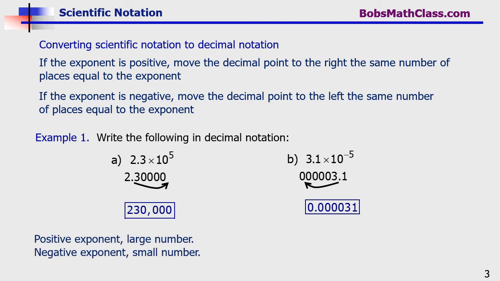Okay. So just kind of remember this little fact. If it's a positive exponent, you're going to have a large number. 230,000, large number, right? Probably wouldn't mind having that in your bank account. I would be okay with that. If it's a negative exponent, it's a very small number. 0.000031, very small number, negative exponent. So keep that in mind. So if you kind of get confused which way to go, positive exponent, you should get a large number. Negative exponent, you should get a small number.